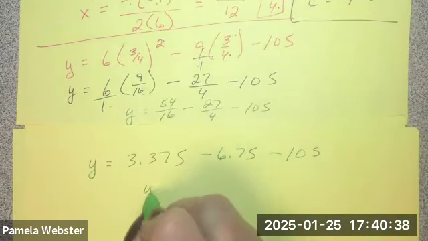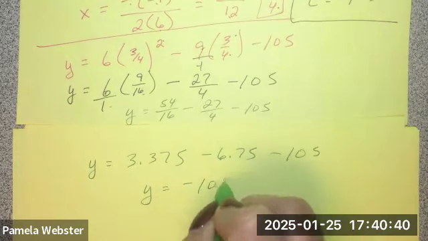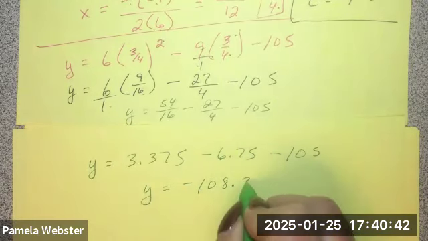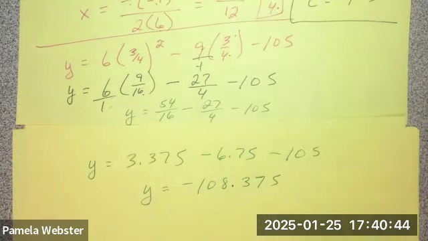And when I punch that all in, I get y equals negative 108.375. Now, this is really big numbers again, but remember, this is the vertex. This is the turning point. So it is, let me make the x value into a decimal. My vertex is 3/4, which is 0.75.